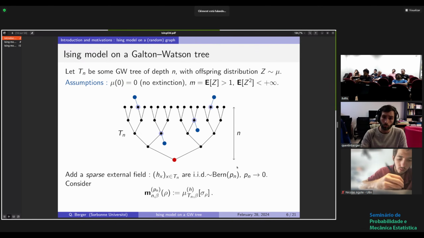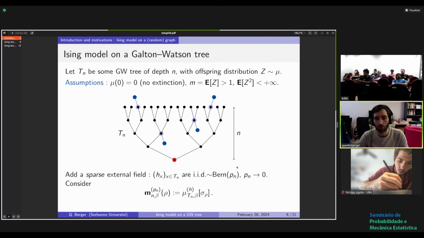So, sorry, Quentin, Cédric had a question. He asked if the degree 2 was for convenience here. Yeah, it's just for the drawing, because I didn't have enough time to draw nicer pictures.